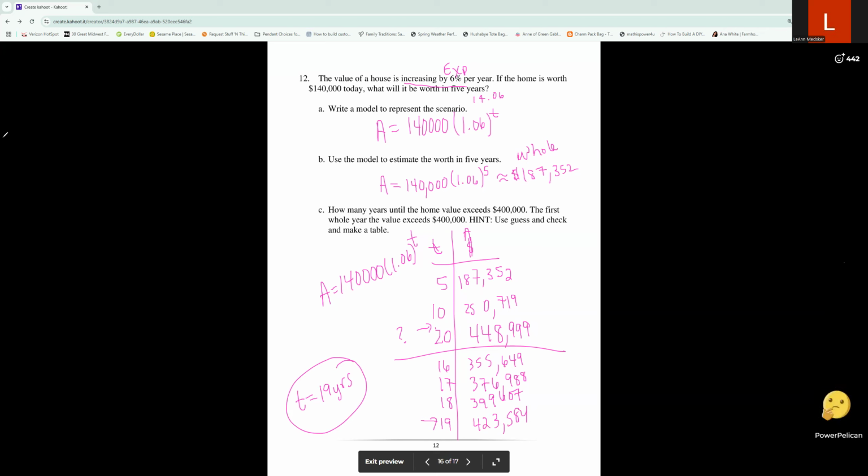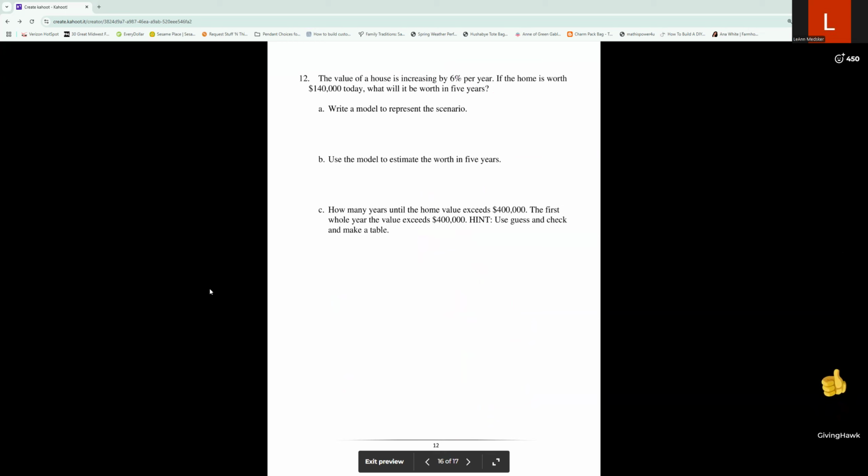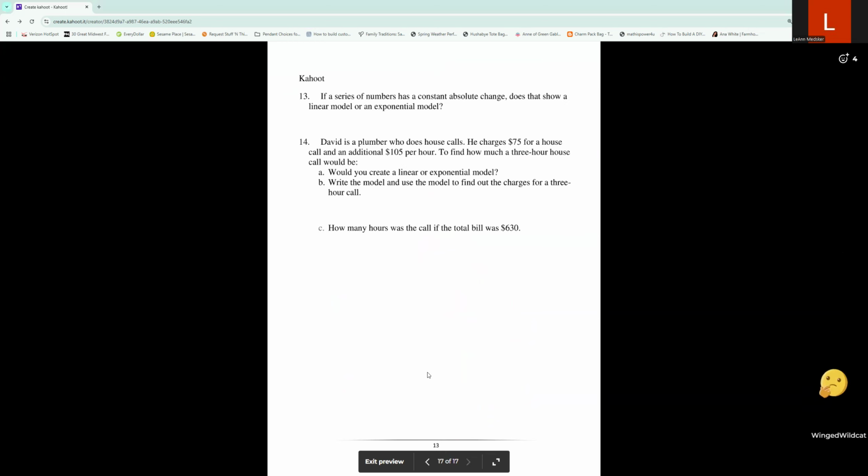Okay. So that's just using a guess and check with the formula that you got, just to see if you can figure out how long it will take. And then the last slide is, these were supposed to be on the Kahoot originally, but I made them back into slides. It says, if a series of numbers has a constant absolute change, does that show a linear model or an exponential? Constant absolute change is the exact same dollar amount, bear amount, people amount, whatever it is we're measuring. So that's a linear model.